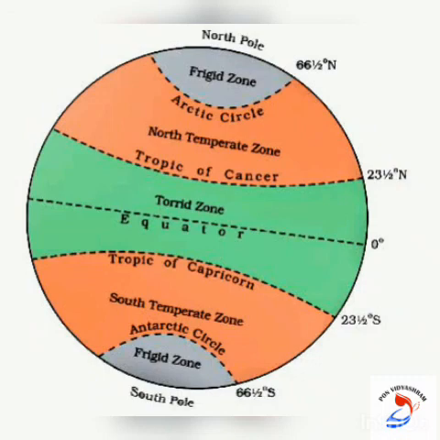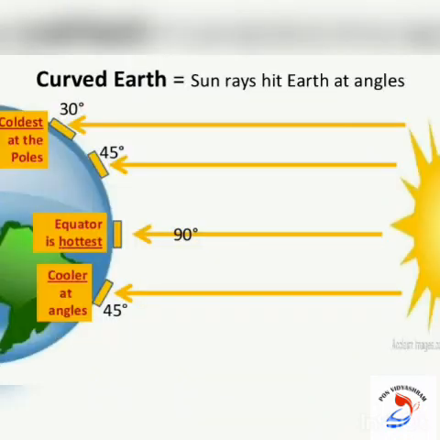The Tropic of Cancer and the Tropic of Capricorn experience the vertical rays of the sun at least twice a year. This region receives the maximum amount of heat and is called the Torrid Zone. The word torrid means hot. So between the Tropic of Cancer and the Tropic of Capricorn, the sun has vertical rays, which receive the maximum amount of heat.